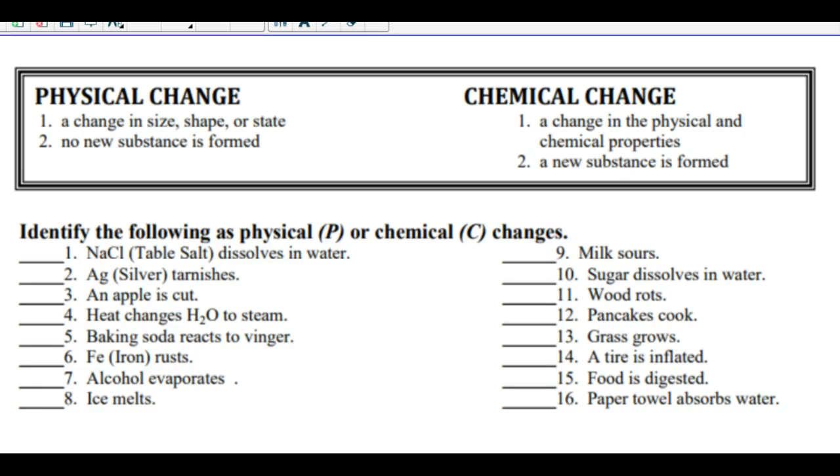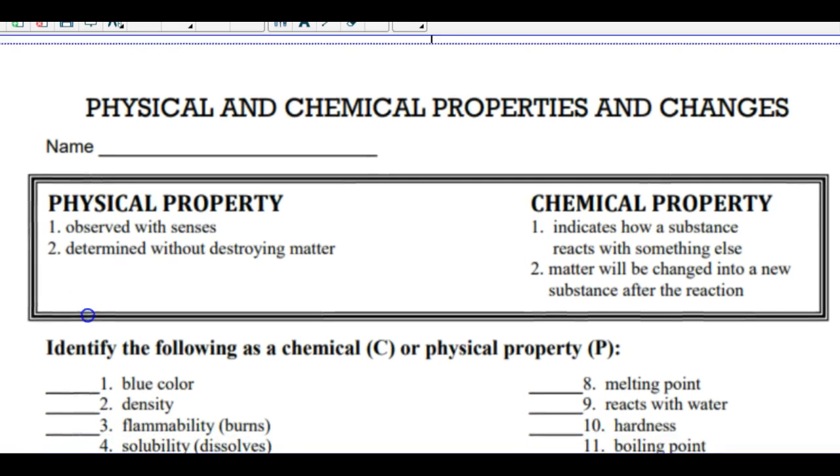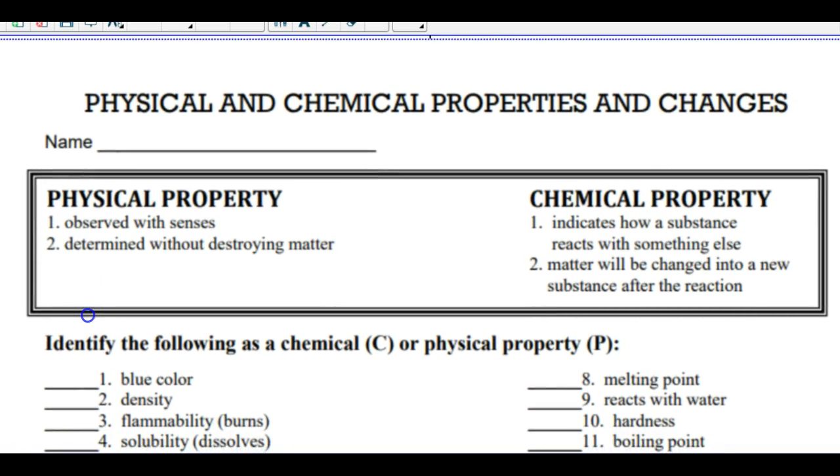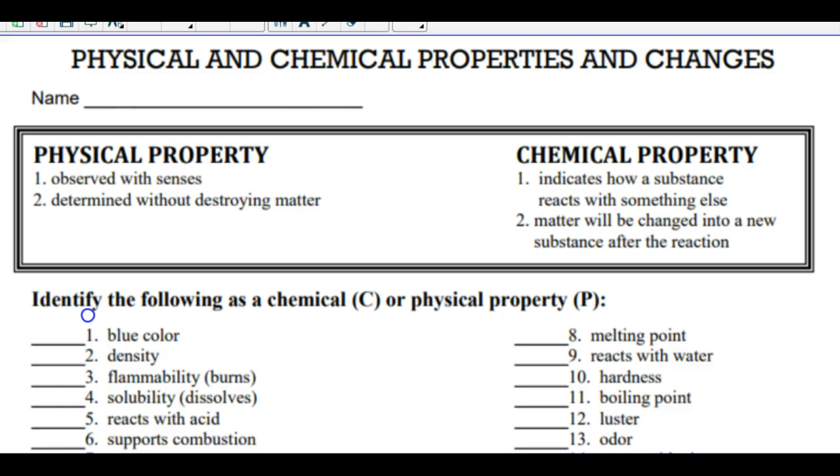Alright, if you are watching this video, it's just because you didn't do well on the little quiz we had last week when we tested about chemical and physical changes. So if you'll just look through this with me, we won't go too long because this is really the hardest thing we'll do. Just found this quick little thing on the internet.